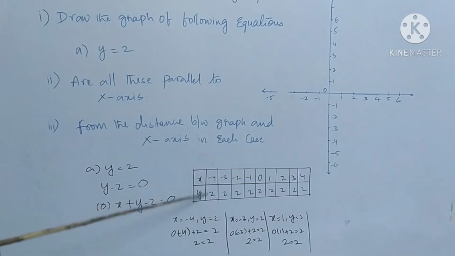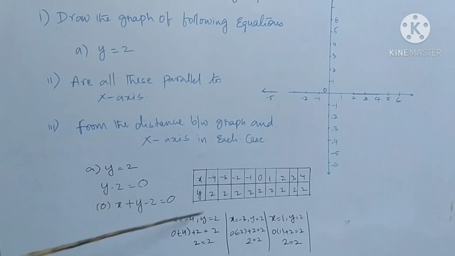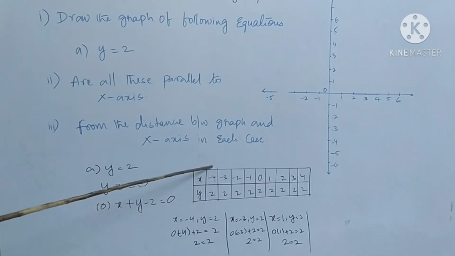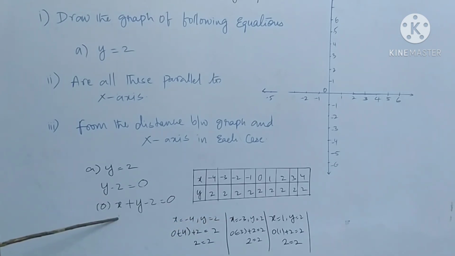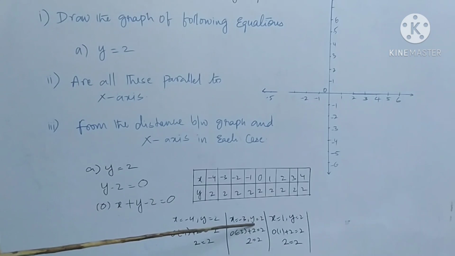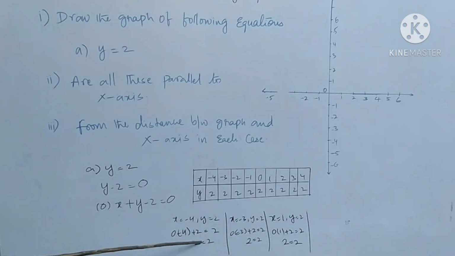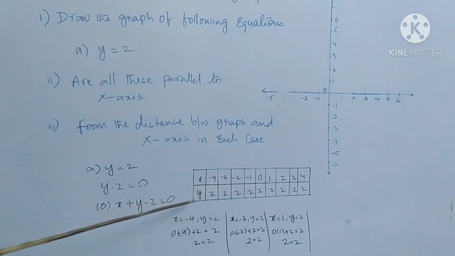Substitute these values of x and y in the given equation on the LHS. Here x is equal to minus 4, y is equal to 2. Substitute these values on the LHS. So we get 0 into any value of x is always 0, and the remaining value is a constant in every situation, that is 2. So LHS is equal to RHS. These are all solutions of the given equation. So we can obtain infinitely many solutions from these types of equations.